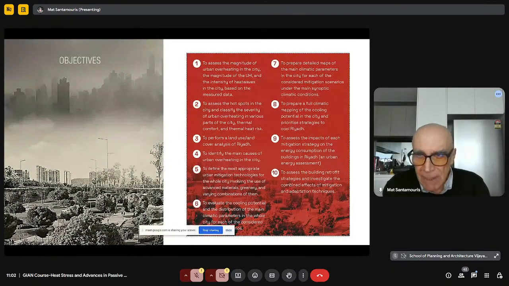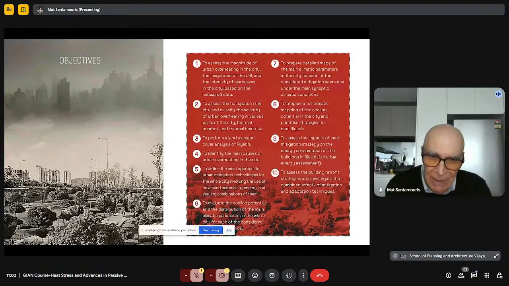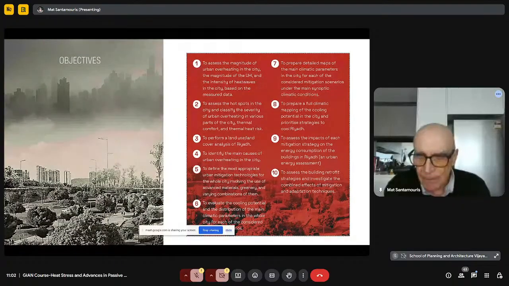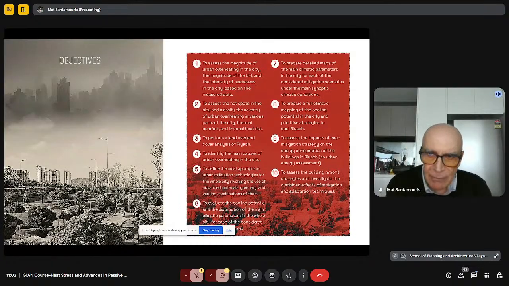So based on it, we had to prepare maps with the main climatic parameters in the city for each mitigation scenario, trying to understand and at the same time communicate the problem in the city. At the same time, to prepare a full climatic mapping of the cooling potential in the city and prioritize strategy.